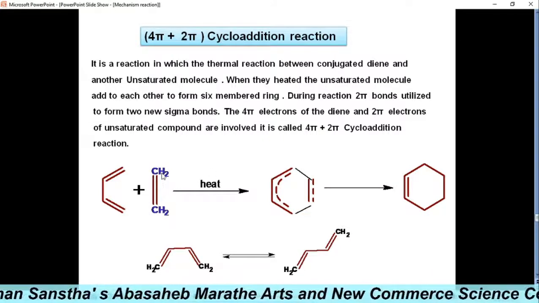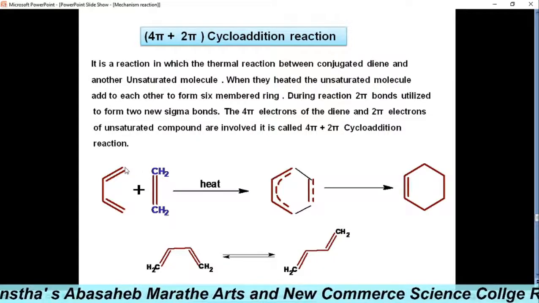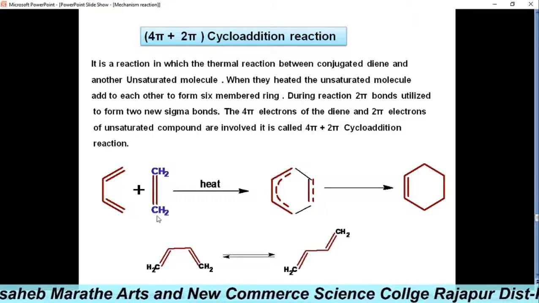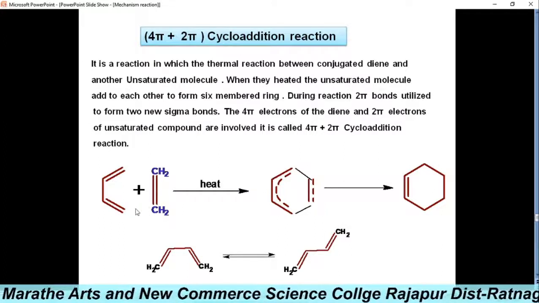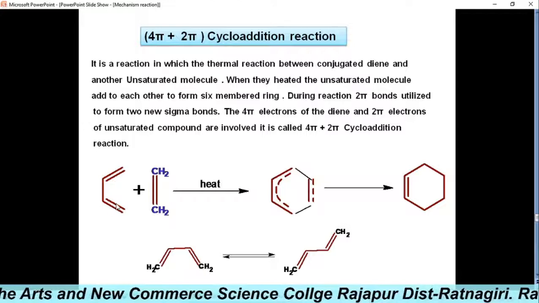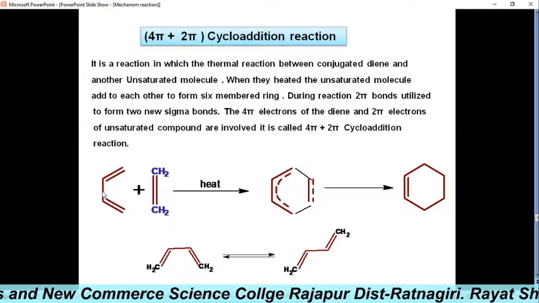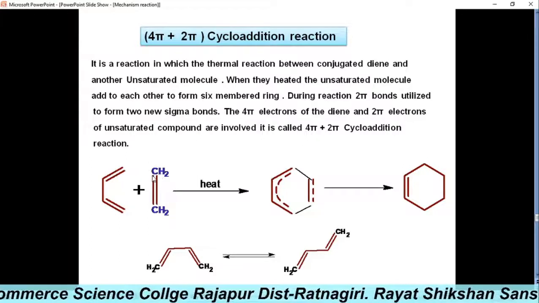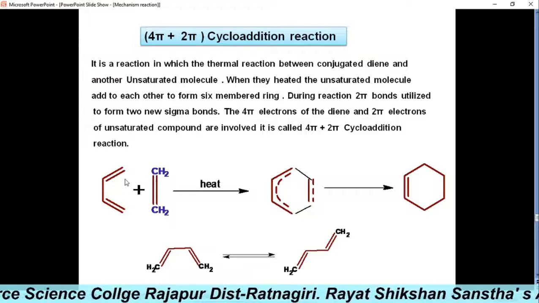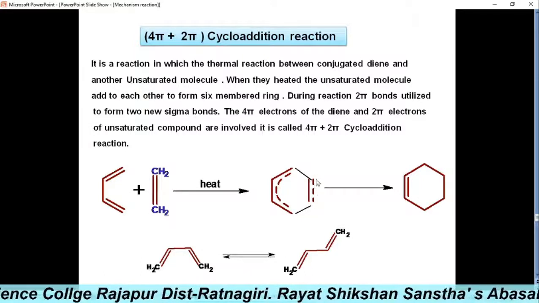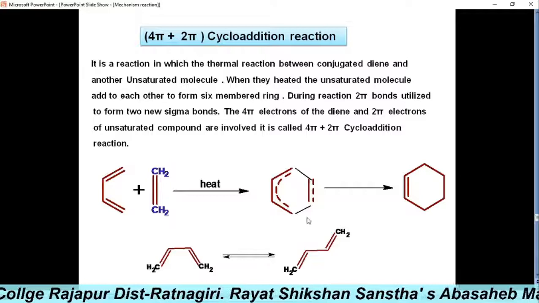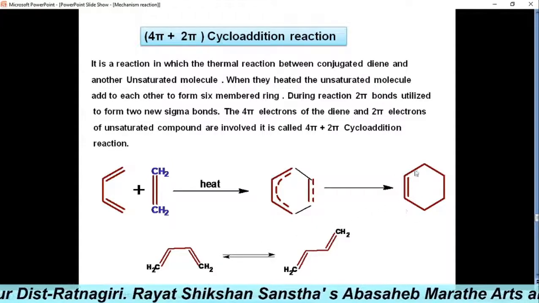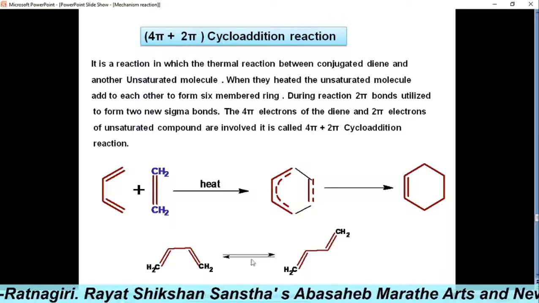What happens? It partially forms bonds between this and this. So two new sigma bonds are formed. This bond attacks this carbon. This carbon-carbon double bond is transferred to this, and this carbon-carbon double bond is transferred to this. So simultaneous bond breaking and making takes place through a six-membered cyclic transition state, to give the new carbon-carbon double bond here.